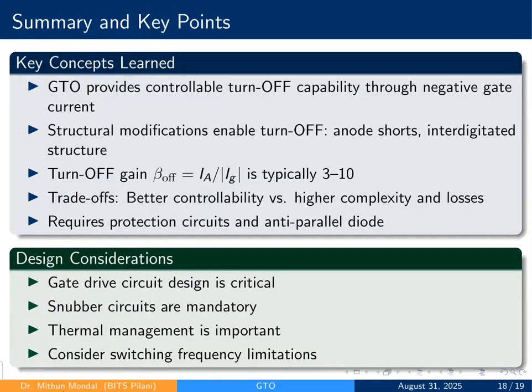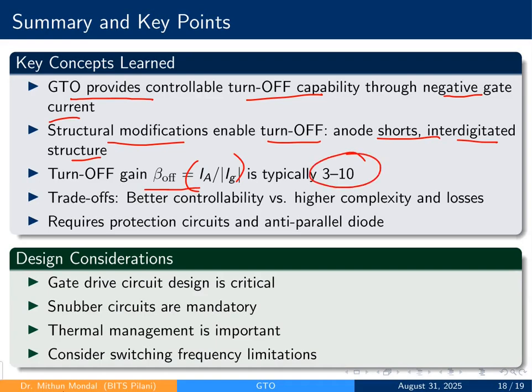So let us summarize what we discussed. The key concept that we covered is that GTO provides controllable turn-off capability through negative gate current. There are structural modifications which enable the turn off: the anode is shorted and there is an interdigitated structure. The turn off beta, which is the ratio of anode current to gate current, is typically in the range of 3 to 10, and the trade-off is better controllability versus higher complexity and losses. It requires a protection circuit and an anti-parallel diode, in the case of AC.